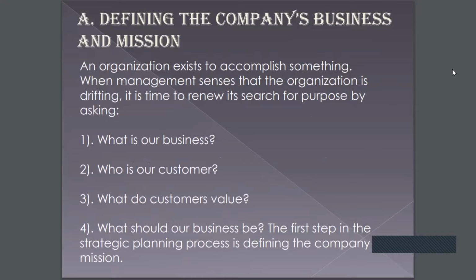A. Defining the company's business and mission. An organization exists to accomplish something. When management senses that the organization is drifting, it is time to renew its search for purpose by asking: what is our business, who are our customers, what do customers value, what should our business be? The first step in the strategic planning process is defining the company mission.